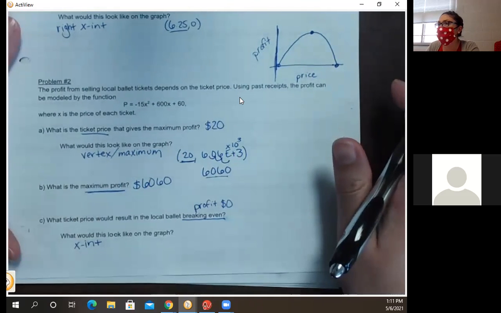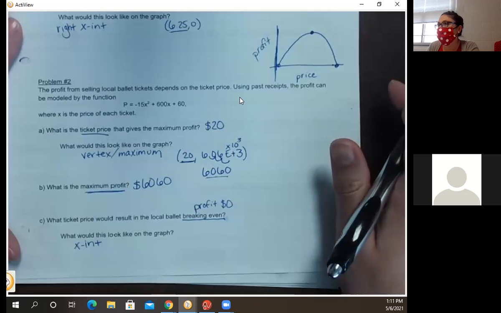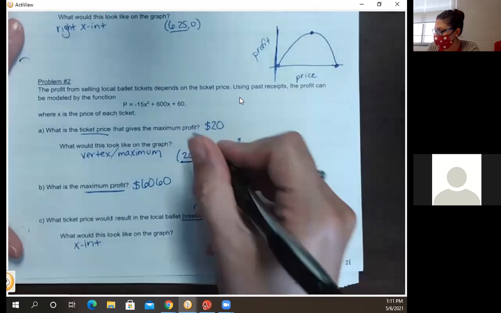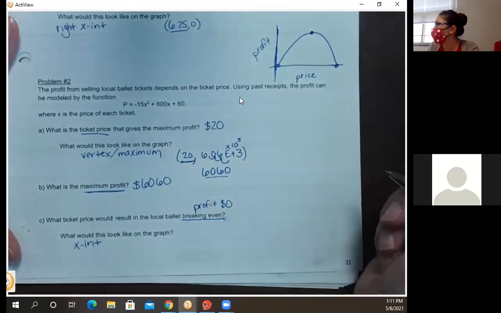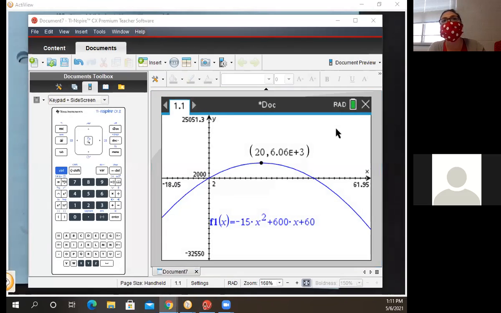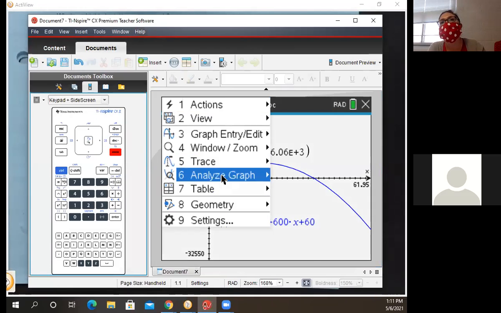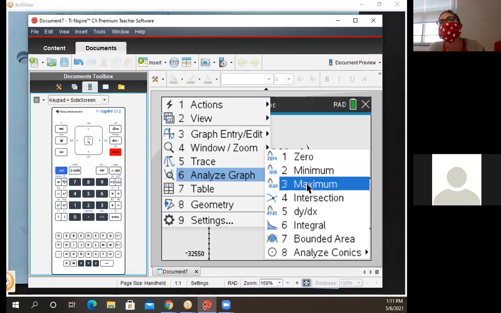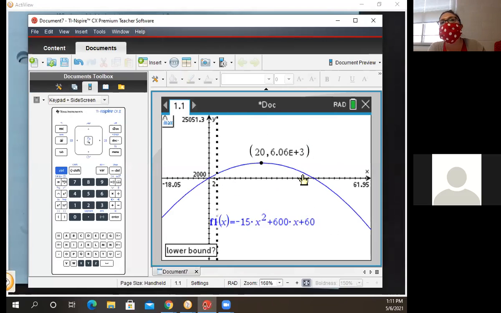Questions for me so far? The 20 comma blah, blah, blah. So on my calculator, there we go. I went to menu, analyze graph. Since my vertex is the maximum point of my graph, I did maximum. And then we click on either side.